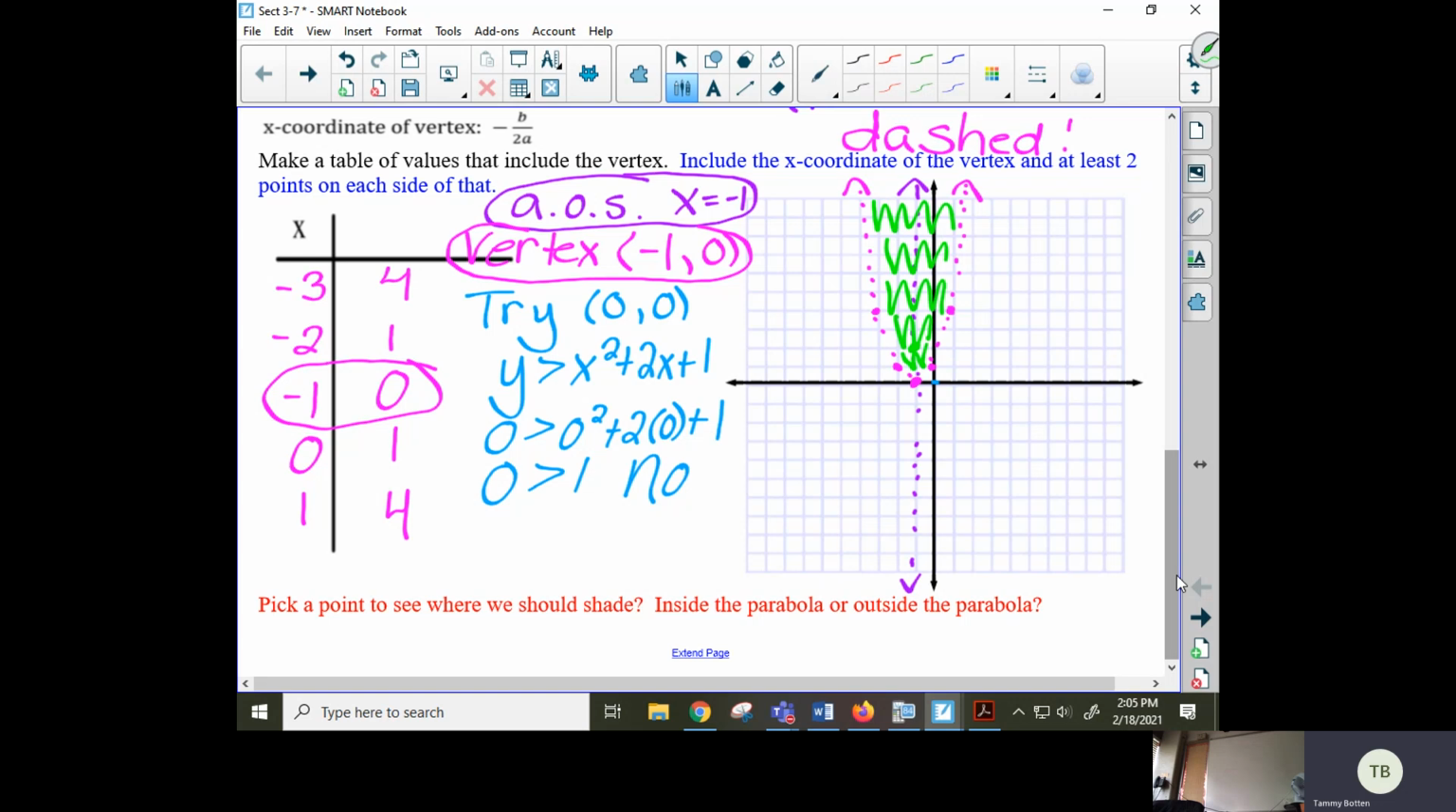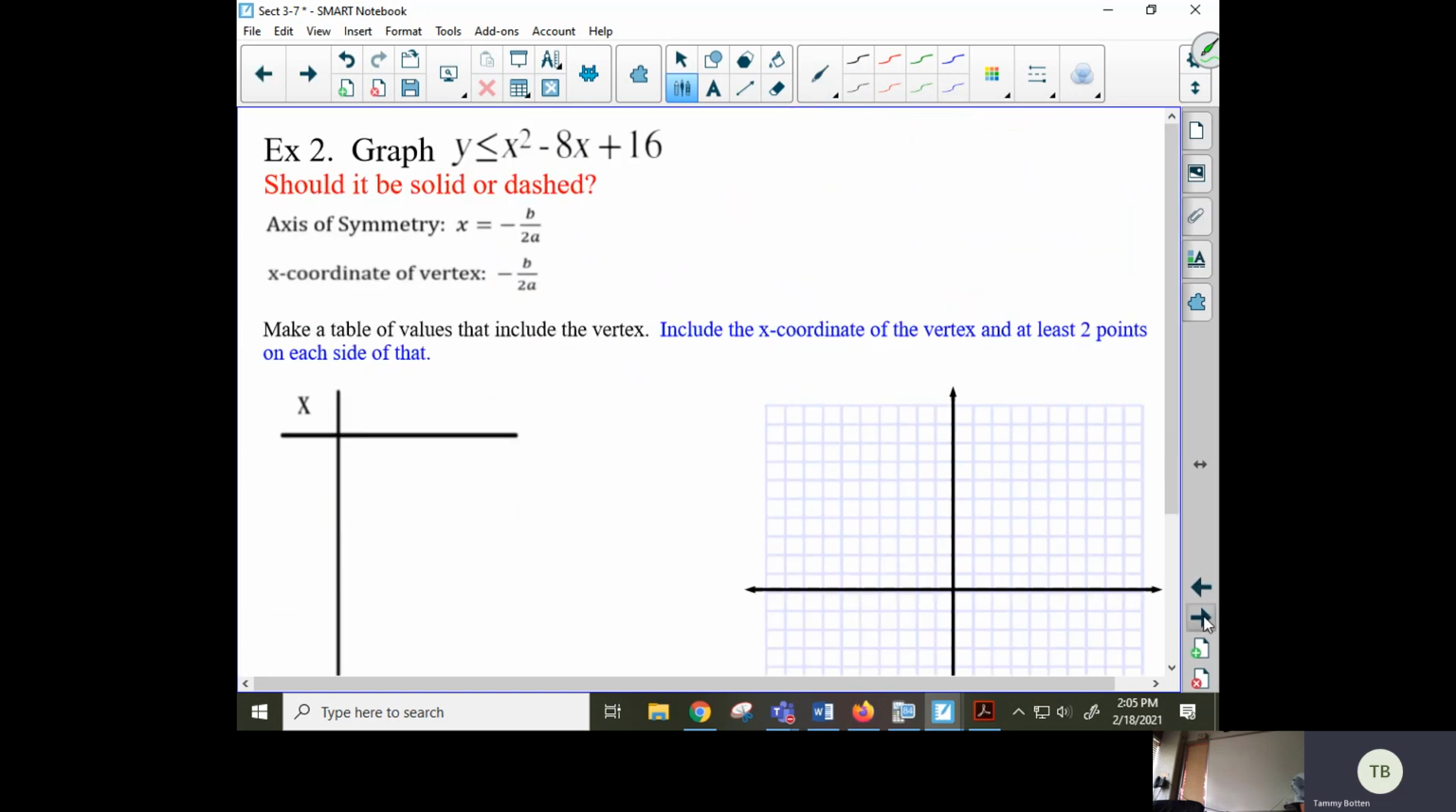Okay, and that is your answer. And so make sure you always get the axis of symmetry and the vertex. Okay, so now let's go to this one. Should this one be solid or dashed? Solid. Solid, because of that equal.